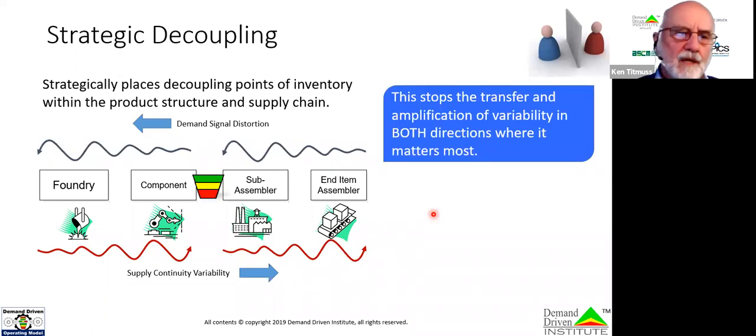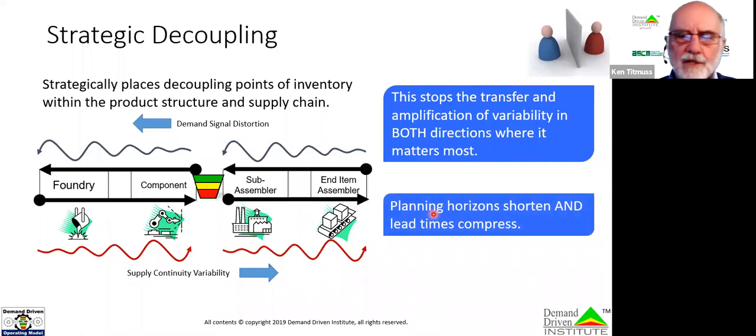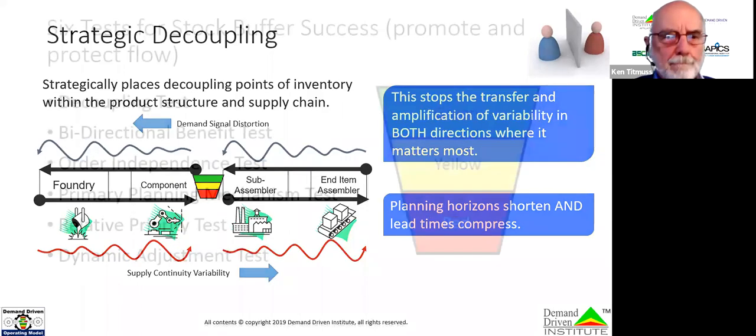So by putting a strategic buffer somewhere in the supply chain, we will stop the transfer and amplification of variability in both directions, going up the demand signal distortion and coming down, stopping that supply continuity variability. But it does something else as well. It shortens the planning horizons and compresses the lead times, which is also another important factor.